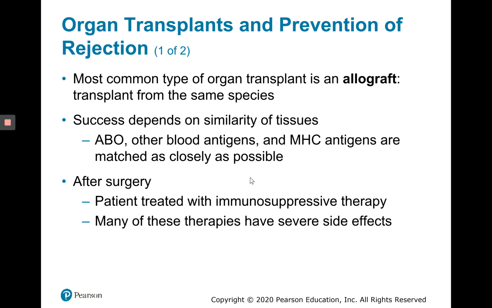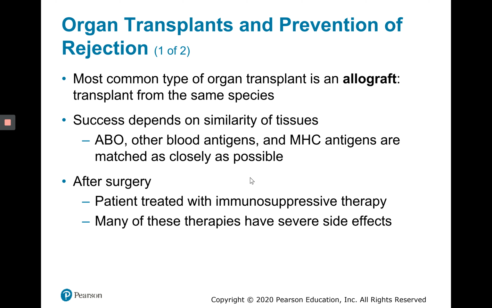And then one of our last topics is going to be organ transplant and the prevention of rejection. So the most common type of organ transplant is an allograft, which is a transplant from the same species. Success does depend on the similarity of tissues. We would test ABO blood type, other blood antigens, MHC antigens, try to test all of those types of antigens to make sure that we have a great match.